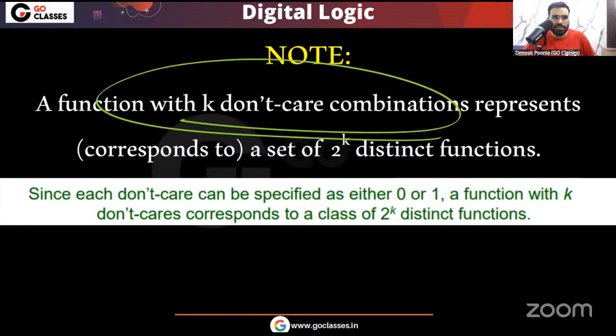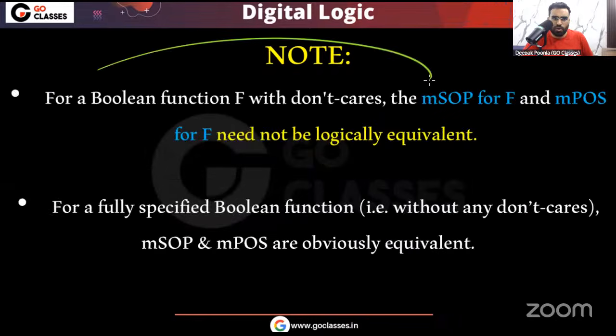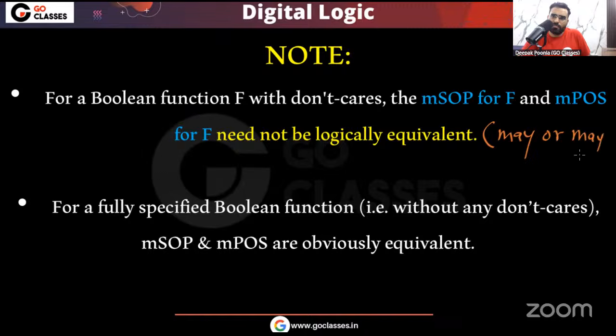So you can see if you have a function with k don't care combinations, then it will correspond to 2 power k distinct functions. Since each don't care can be specified as either 0 or 1, a function with k don't cares corresponds to a class of 2 power k distinct functions. And this is the note: for a Boolean function f with don't cares, the minimal SOP for f and the minimal POS for f need not be logically equivalent. May or may not be. They may be logically equivalent, they may not be.